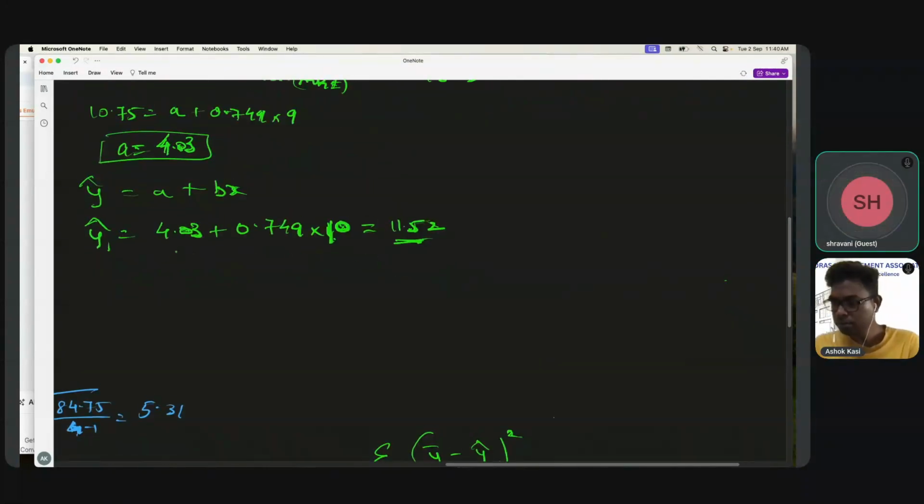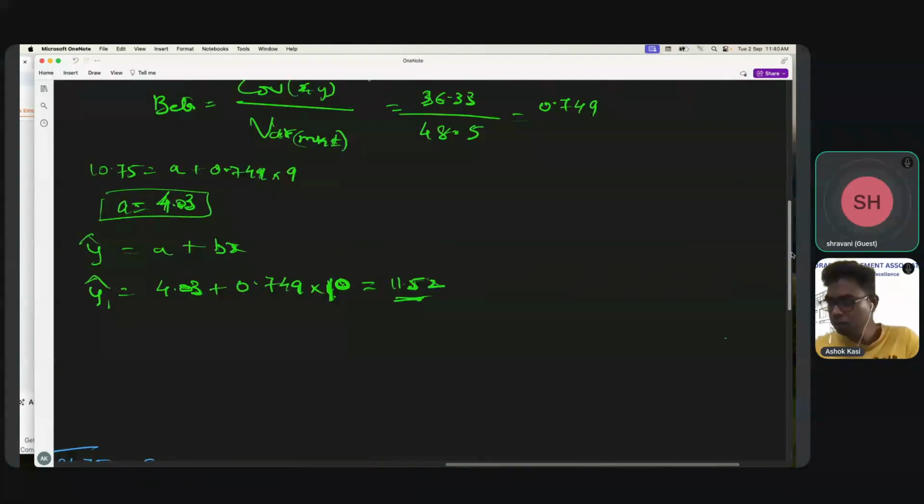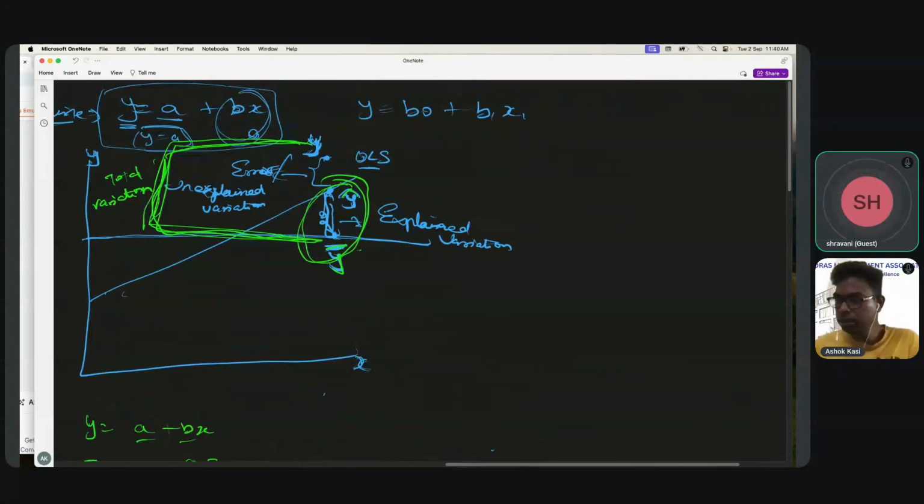So based on x's value, we are predicting y's value. The actual y is different. The actual y is 13, but we predicted 11.52. Actual value will always be higher? No, not necessarily. But in this case, I have taken it like this so that I can standardize, so that it becomes easier to understand.